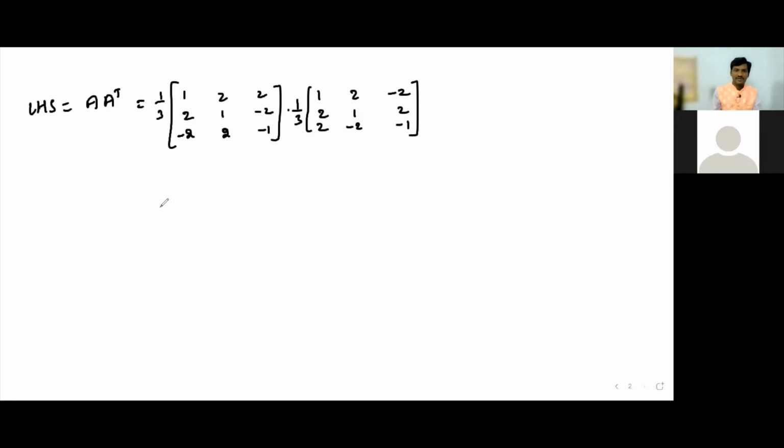So this is equal to the first matrix's 1 by 3 and the second matrix's 1 by 3 written outside, and I am multiplying now. How do we multiply? We multiply the rows with the columns. First matrix rows we multiply with the second matrix columns.